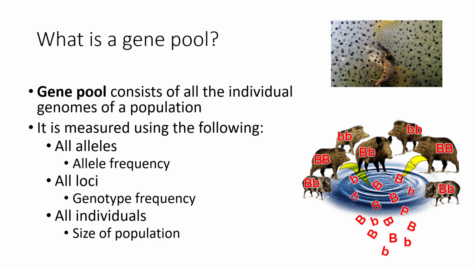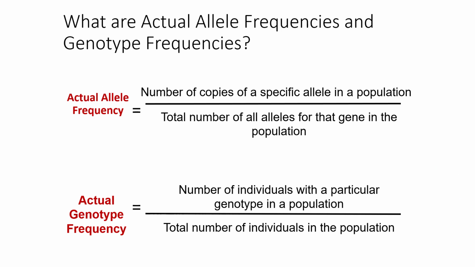We can measure it 3 ways. First off are all the alleles, which are the allele frequencies. And that's what we're going to be looking at today. Next are all the loci, which gives a genotype frequency. Another thing we're going to kind of look into today. And we can look at it in terms of all individuals, or the size of the population. And that's probably going to be another class.